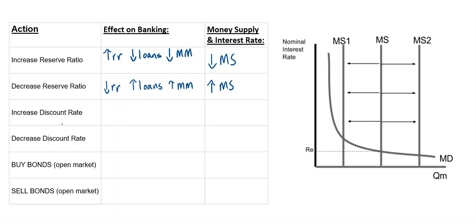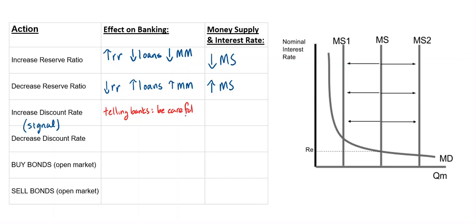The discount rate is the trickiest of these policies because it doesn't directly change the money supply, but rather we frequently call the discount rate a signal rate to banks. Think traffic signal. It either gives banks a green light or a red light based on their interaction with the Fed. So by increasing the discount rate, the Fed is telling banks to be careful.